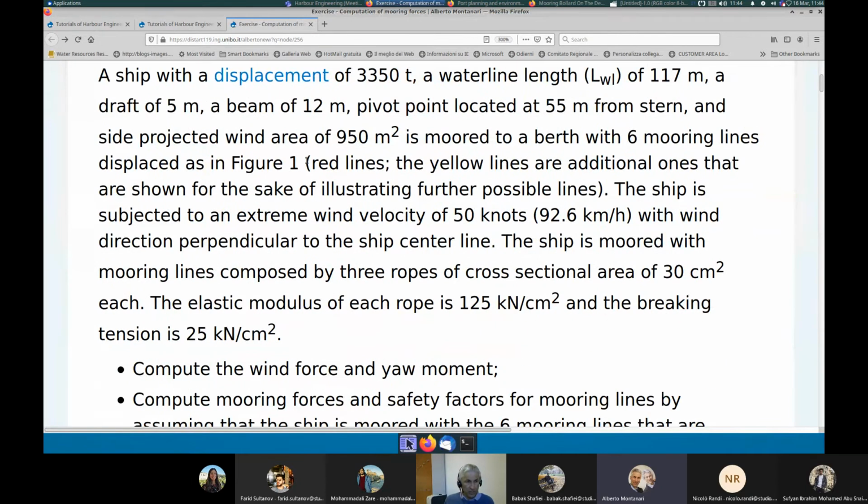So, figure 1, red lines. The ship is subjected to an extreme wind velocity of 50 knots, which is equivalent to 92.6 kilometers per hour, with wind direction perpendicular to the ship center line, which means that this is a simplified situation. If the wind direction is perpendicular to the ship center line, we have only the component along the transversal direction of the wind forcing. We don't have any component of the wind forcing along the longitudinal direction. So this is a simplified situation, okay?